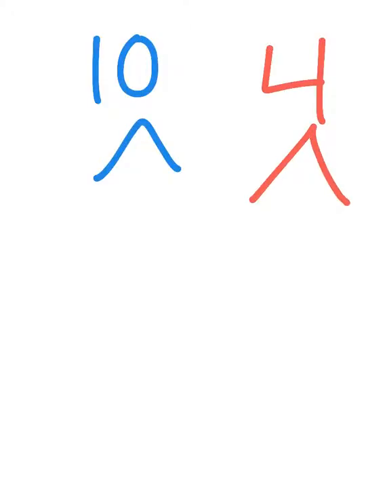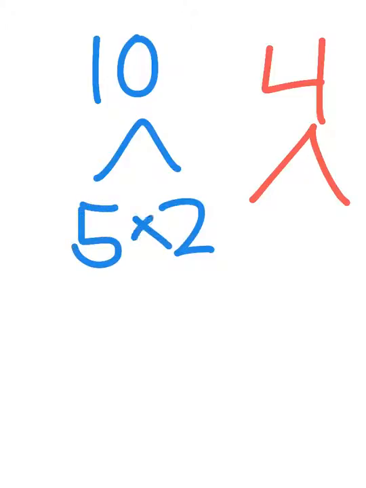Okay, so here what we're going to do is make our little factor tree for 10, and for 4 we're going to make our other factor tree. What we're doing here is 5 groups of 2, 2 groups of 5. And then here we're going to do 2 times 2, 2 groups of 2.